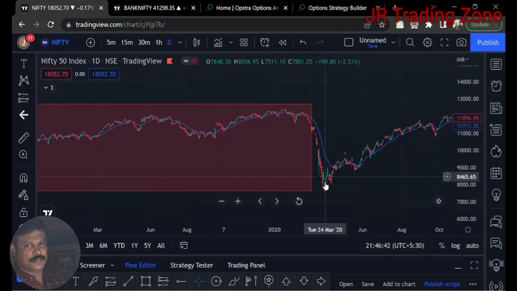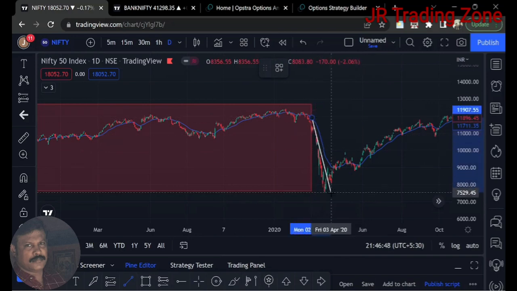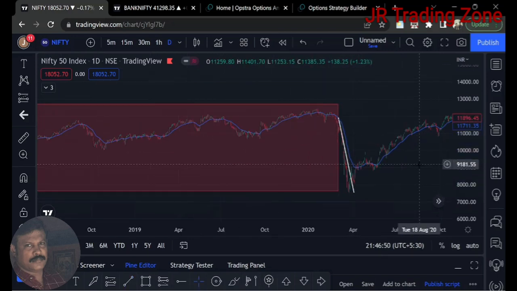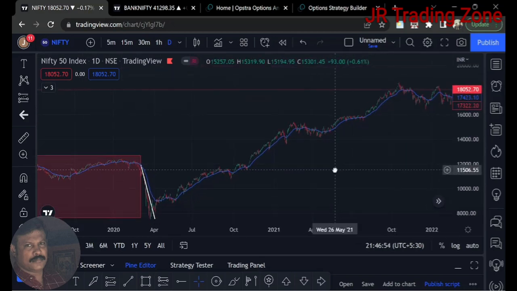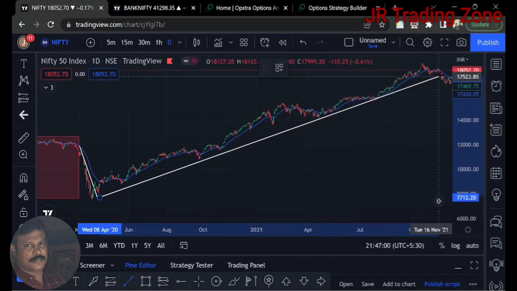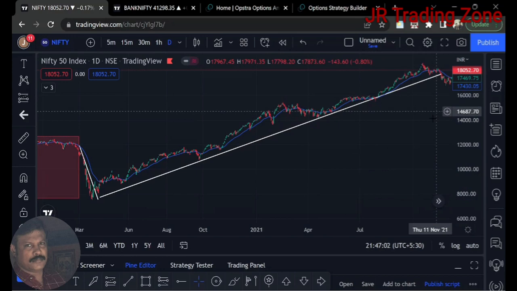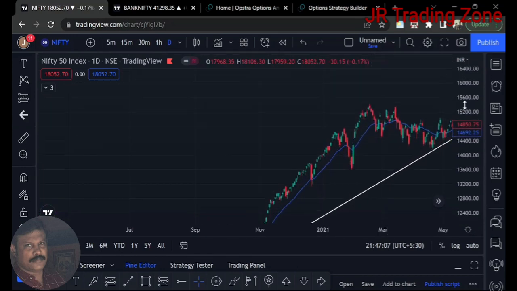Now this is the corona crash area. From this point, this area is the corona crash area. Then comes the recovery, and I will show you. See, this is the recovery area. Okay, now you should go to this chart.